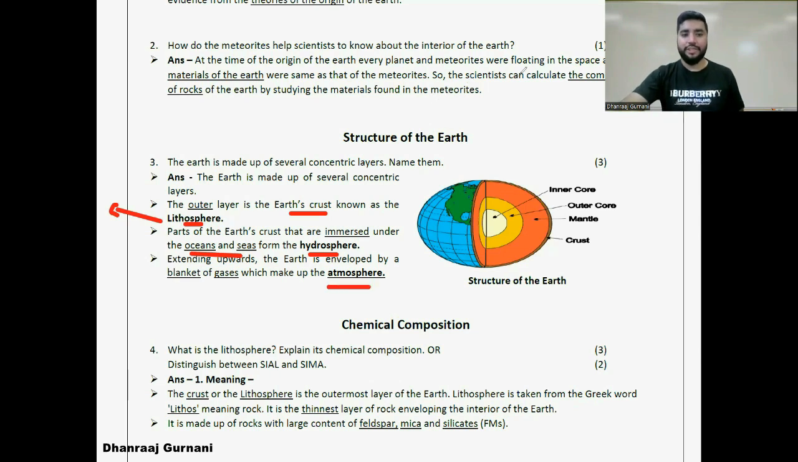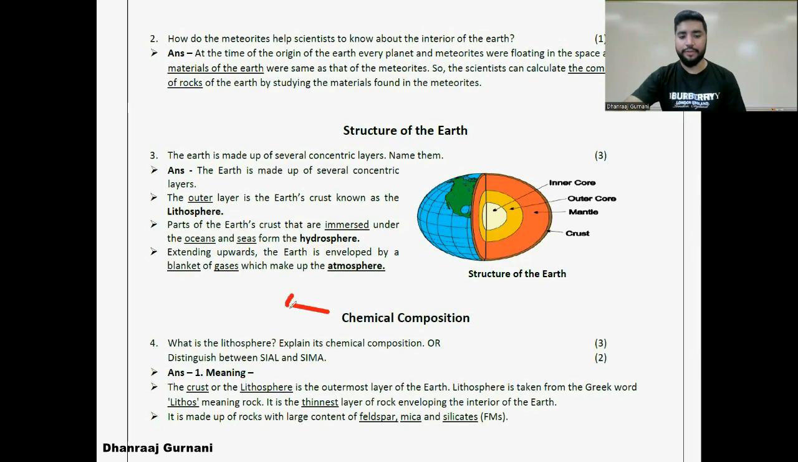So to revise, the structure of the earth is made up of concentric layers. There are three of them: lithosphere, which is land, hydrosphere, which is water, and atmosphere, which is gases.